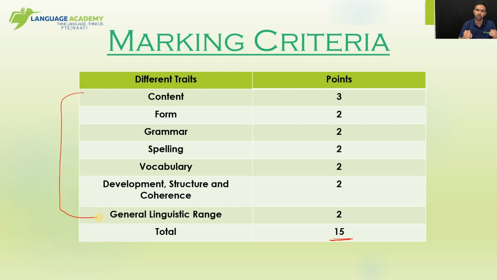The very first parameter on which the computer or the system is going to mark you is content. What is content? You get 3 points for content. Content basically checks whether you are addressing the topic which you have been asked. Are you addressing the same topic which has been asked in the essay question? It's not like they're asking about social media and you're writing about computers, right? So you have to address the same topic, whatever has been asked from you, and that's how you get 3 points out of 3 in content.